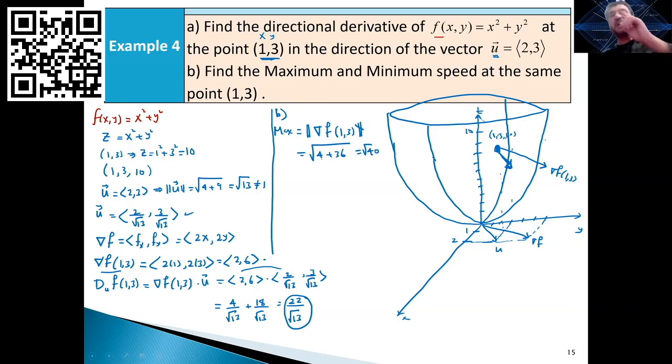So if the object, by the way, is going in this direction, in the direction of the gradient, okay? Actually, the gradient here, unfortunately, is not a unit vector. So the maximum, here is the maximum. In which direction?